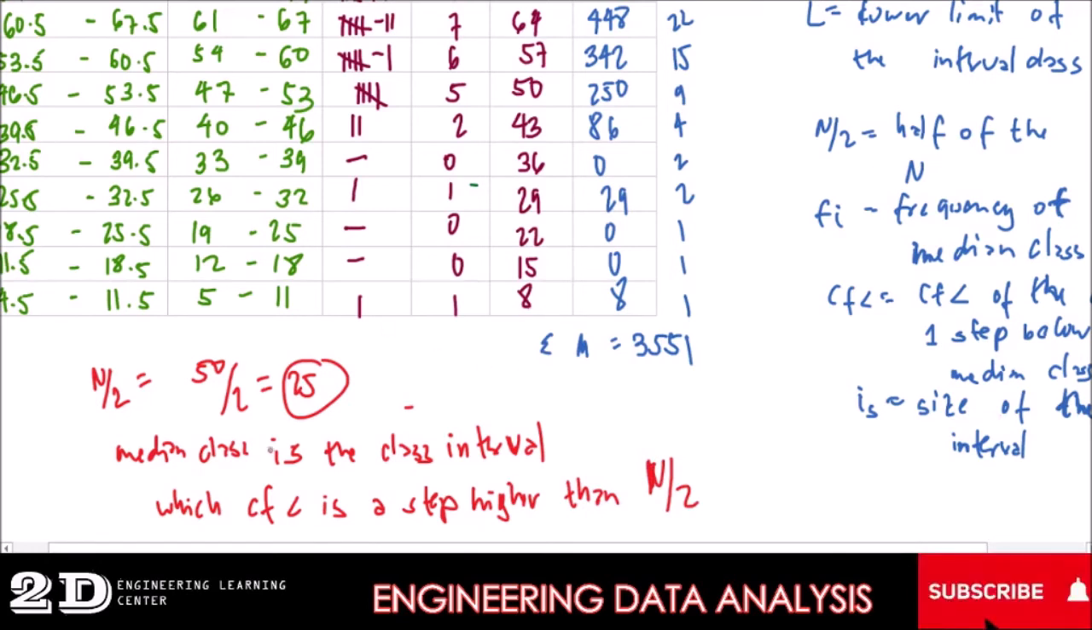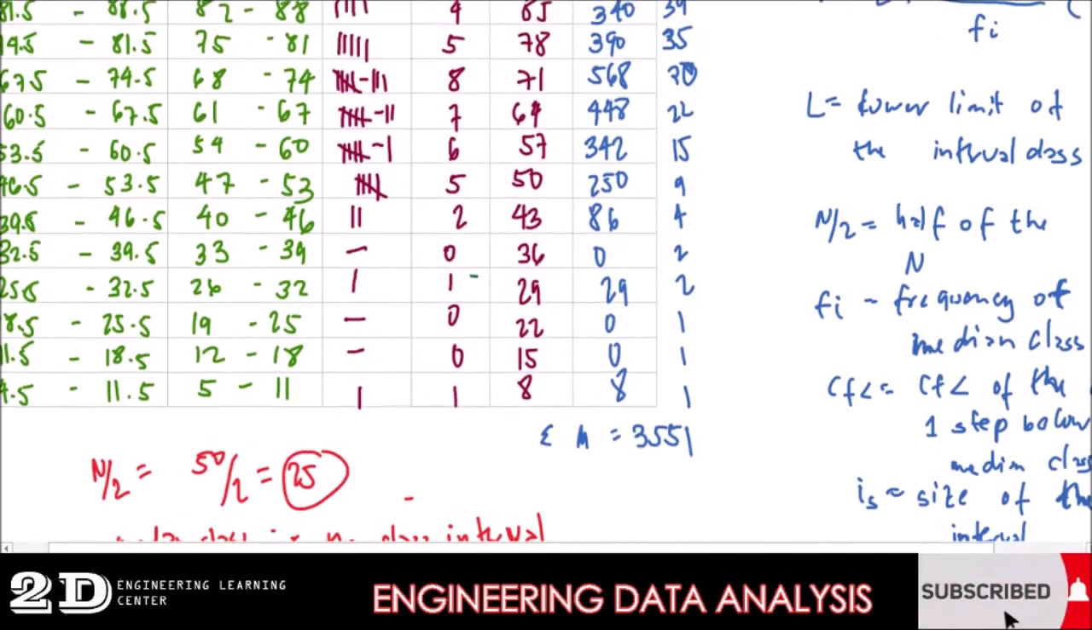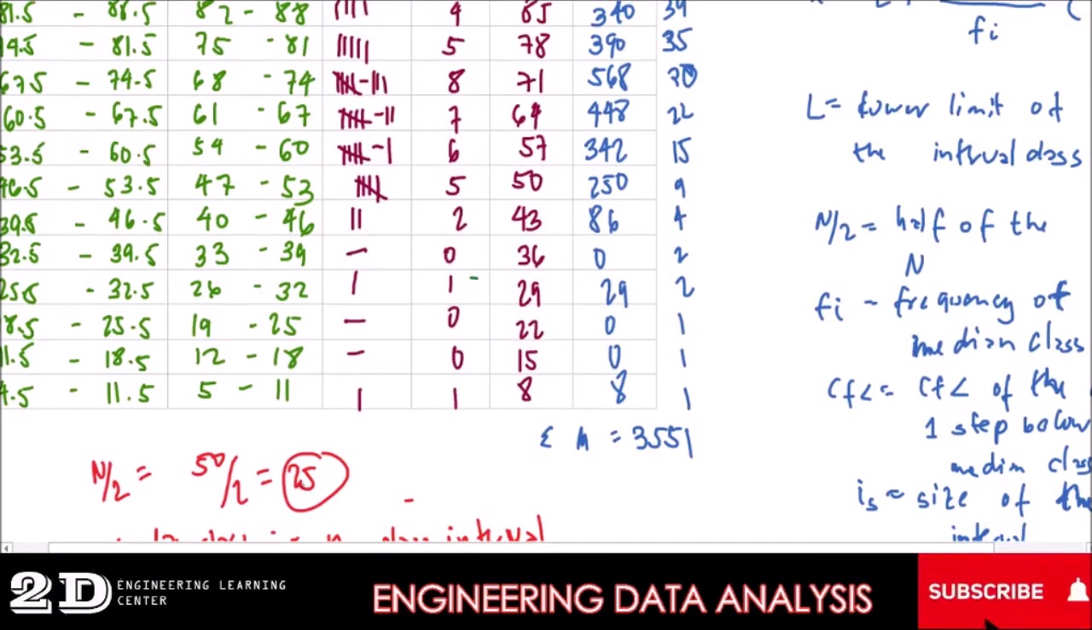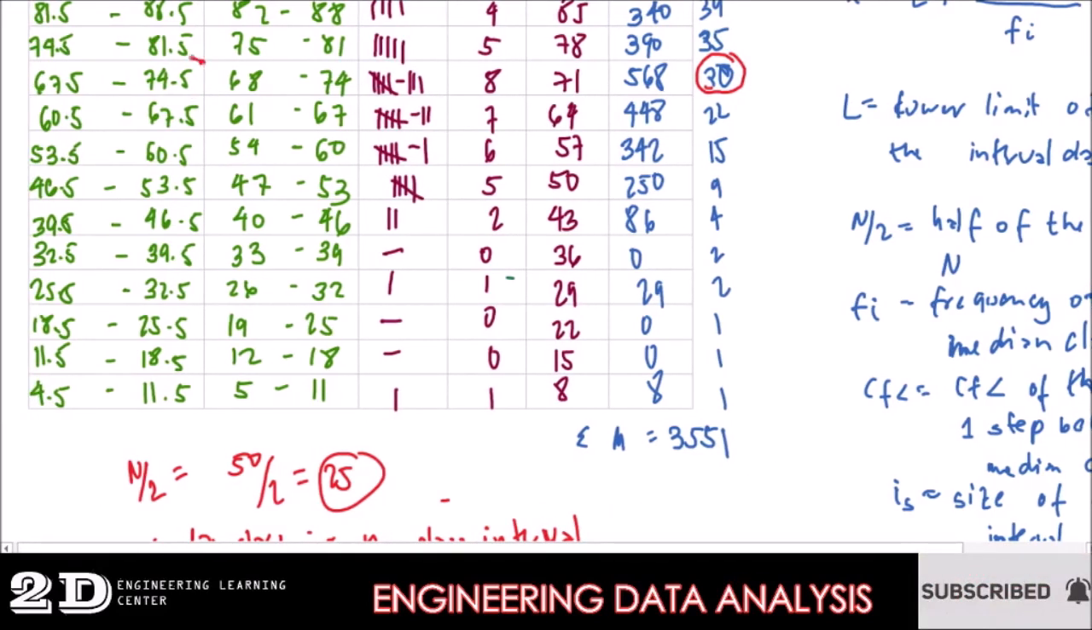So our N over 2 is 25. So we need to find the class interval of which CF less than is only one step higher than N over 2. Going back to our CF, 22 is not a step higher than 25. So the step higher than 25 is 30. And the class interval that corresponds to 30 is our median class. This whole row is our median class. Okay, so we now have our median class.